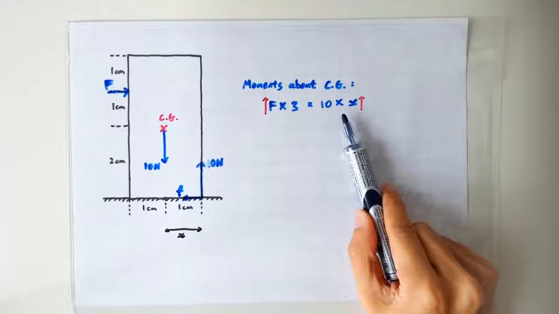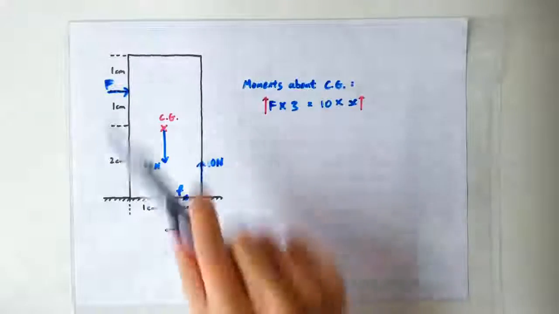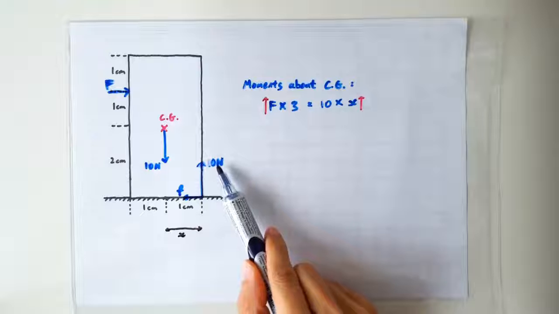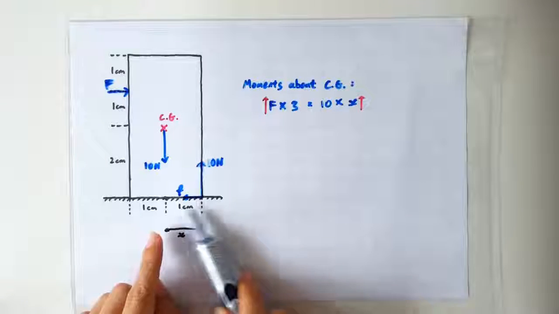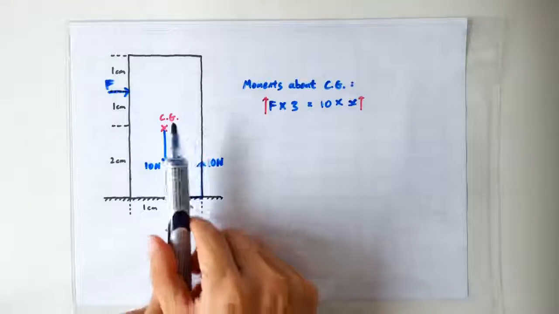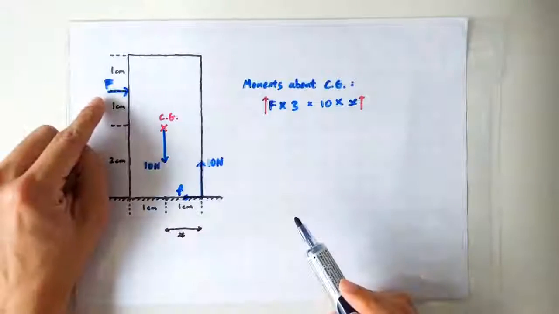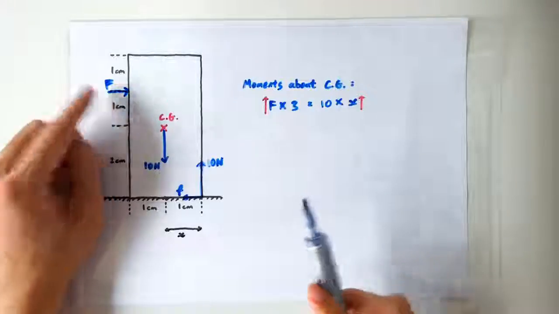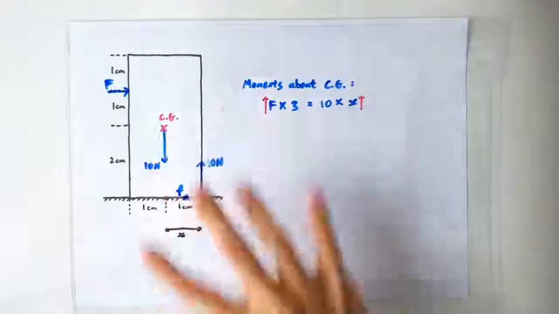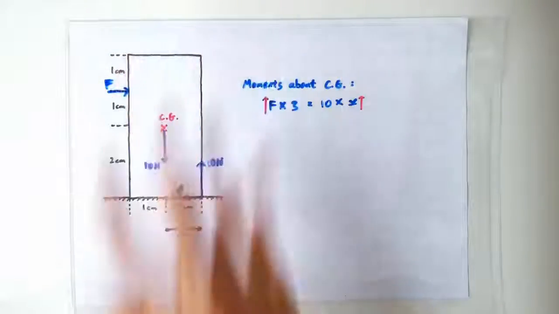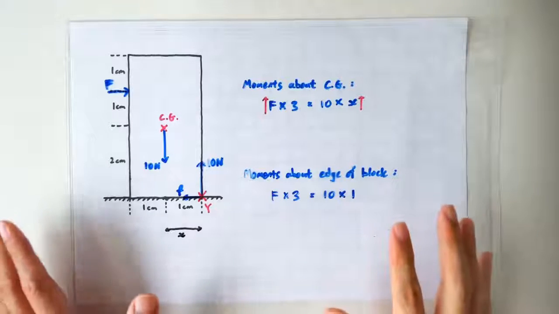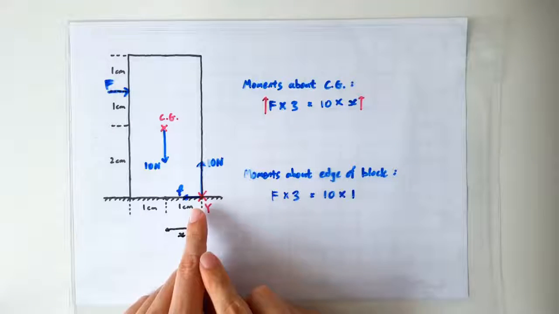The largest possible anti-clockwise moment that the 10 Newton force can produce is 10 times 1 cm. Actually, that's when the normal contact force has already reached the end of the block here. If we increase the horizontal force further, then we are going to have a net clockwise moment, and that's when the block will topple.